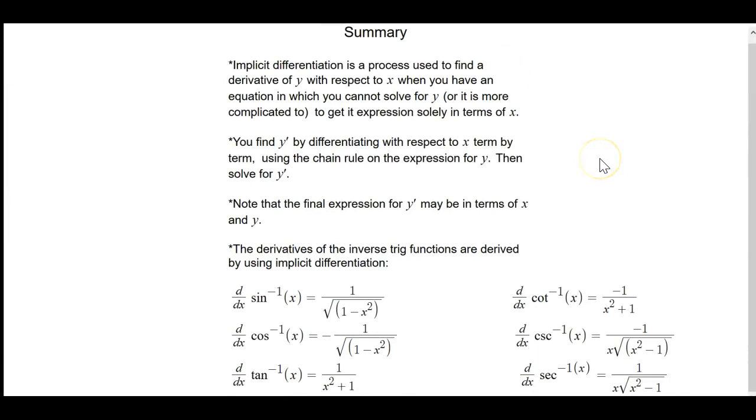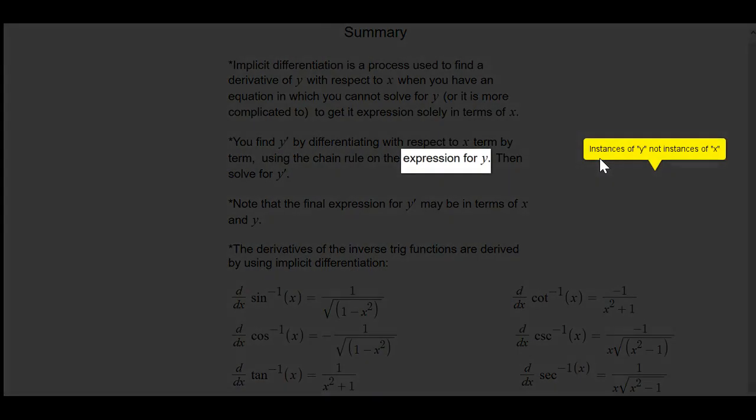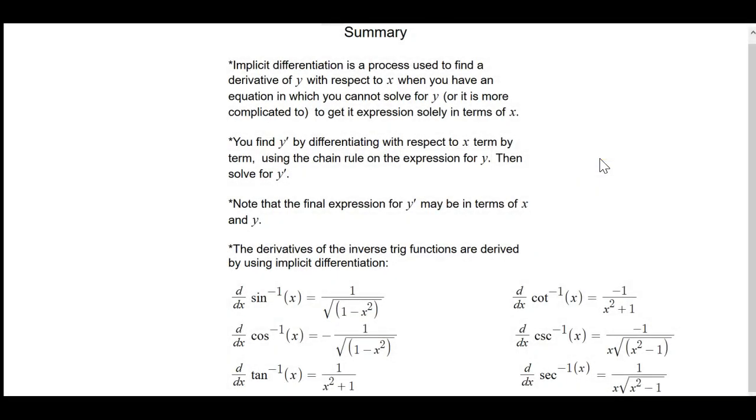So in summary, implicit differentiation is just a way to find the derivative of y with respect to x when you can't solve for y in terms of x. So it's differentiating term by term and using the chain rule on any instances of y you see in an equation. And remember that the expression for the derivative can be in terms of x and y. And then using implicit differentiation, we derived the derivatives for the inverse trig functions.